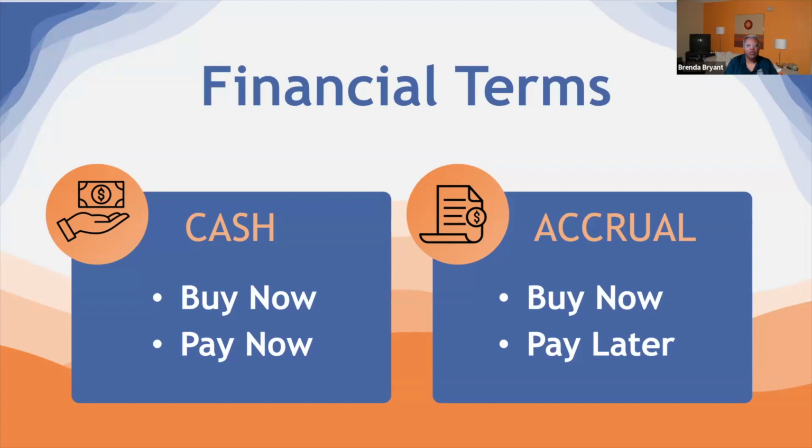So if I go into Home Depot and I have an account there and I buy something and I tell them, please put this on my account, then at the end of that period, usually at the end of the month, I will get a bill from Home Depot that says these are the things that you've bought through this accounting period or through this month. And now this is the total of the money that you owe. Okay, so cash is buy now, pay now. Accrual is buy now, pay later.